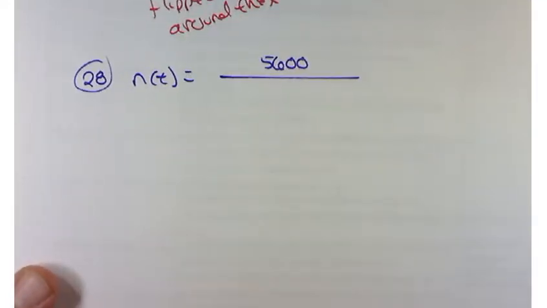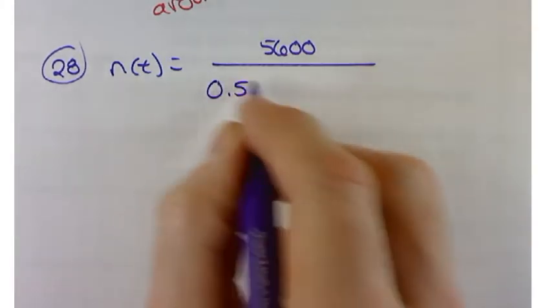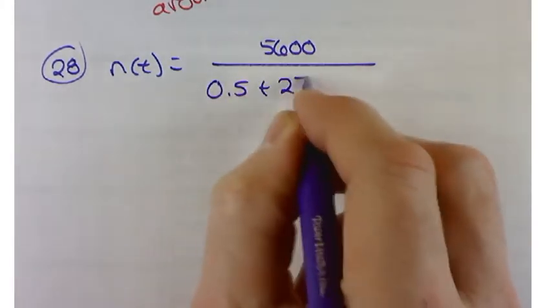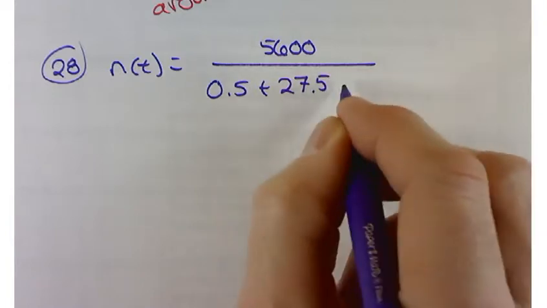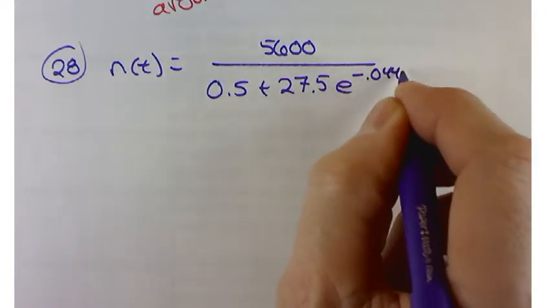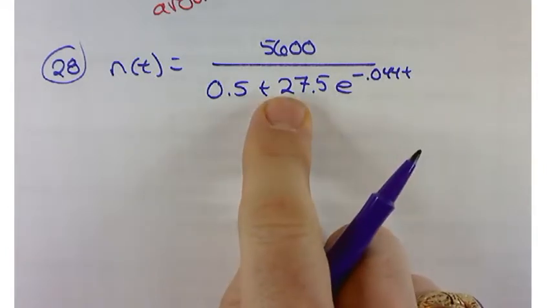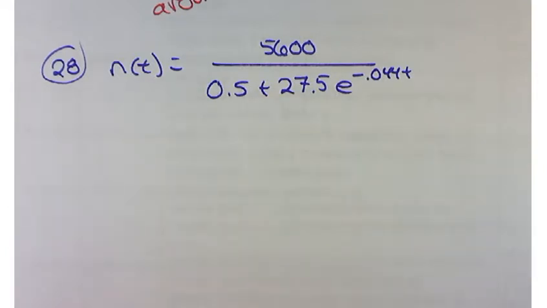5,600 divided by 0.5 plus 27.5 times e to the negative 0.044t. Now it's going to ask us for a couple things on this one. I would suggest we put this into our calculator, and we're going to look at it on our calculator and see what happens.